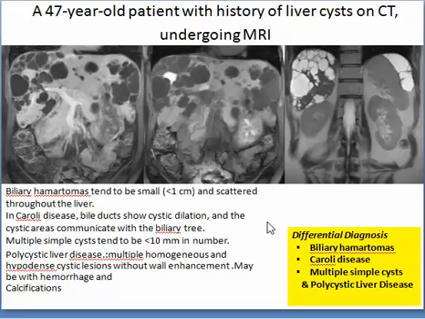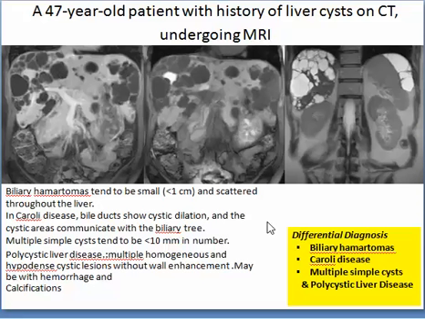Caroli is cystic dilatation of the ducts. Simple cysts are small, usually less than 10 millimeter. Biliary hamartoma tend to be small and scattered throughout the liver.